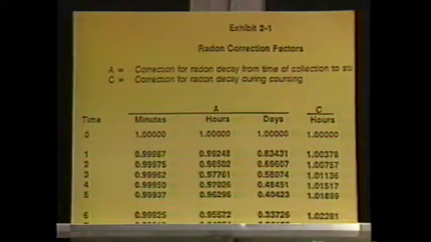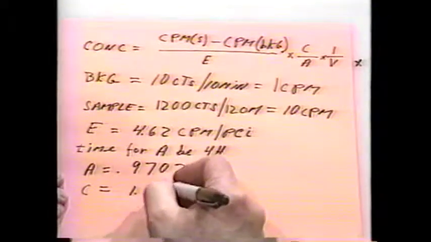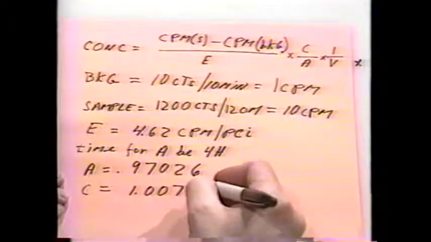Now, during that time, the count rate will drop off because some of the radon is going to be decaying. And we have to correct for that as well. And the way we correct for that is using this term C that you see right here. So you come down to the time, 2 hours, that's the count time, and you see C is 1.00757 because we counted for 2 hours. So in that case, jotting that down, C is 1.00757.